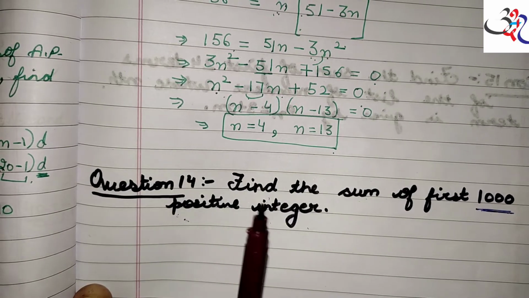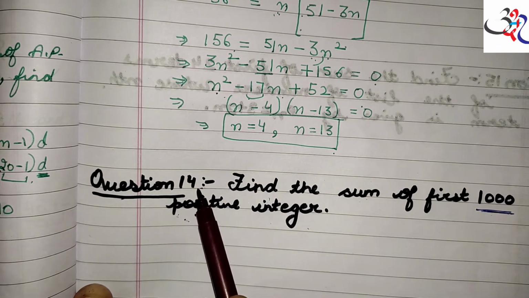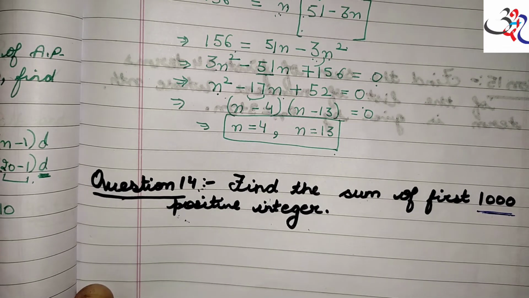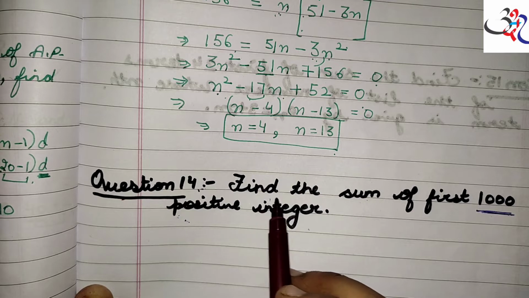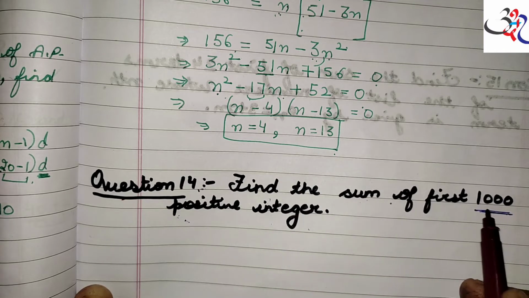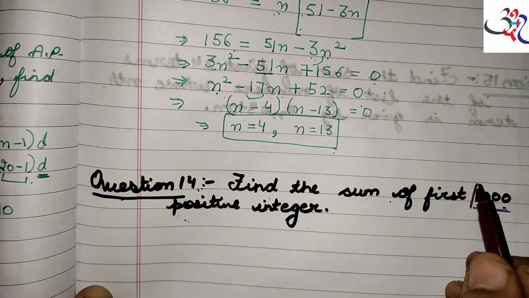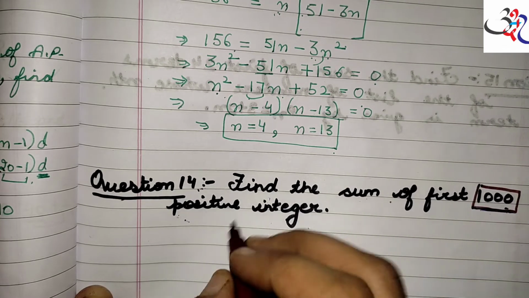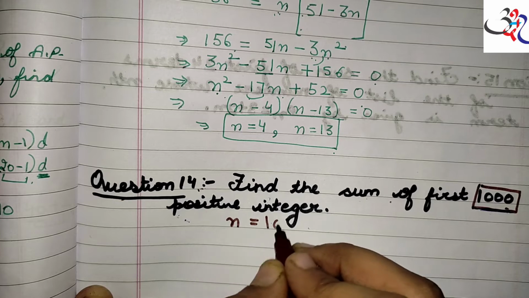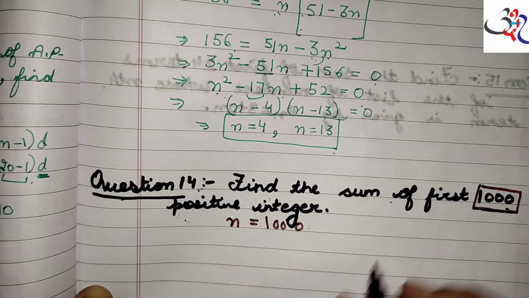So let's start today's NCERT question solutions, which are the examples given before exercise 5.3. What does the statement say? Find the sum of first 1000 positive integers. Means we have to find the sum of 1000 positive integers. Means n is given to us, equal to 1000.